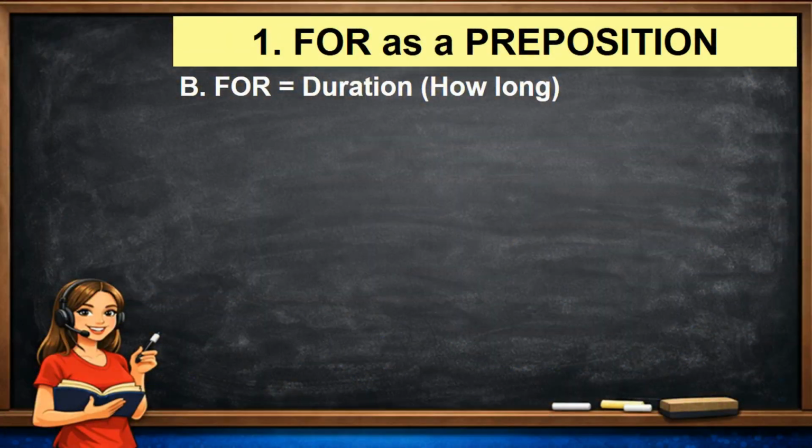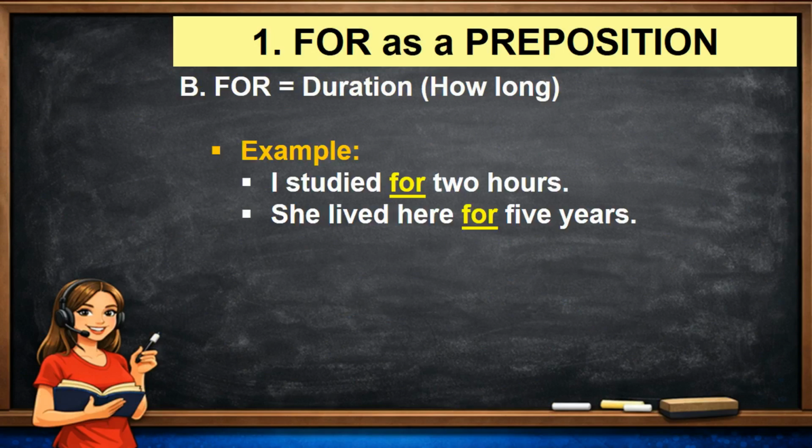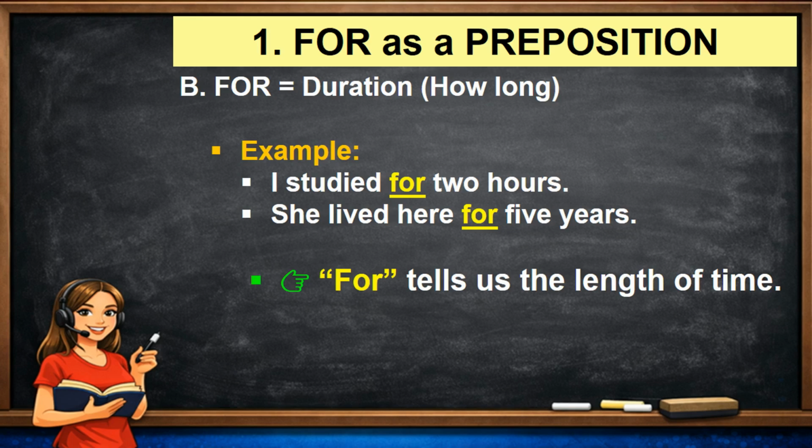B. For as a duration, or how long. Example, I studied for two hours. She lived here for five years. Got it. In these two sentences, for tells us the length of time.